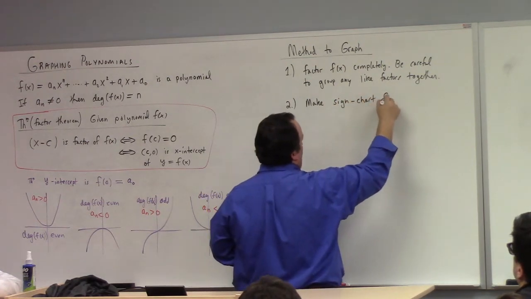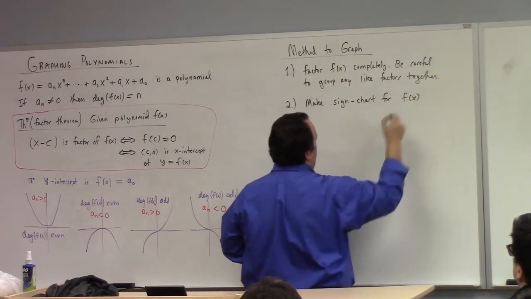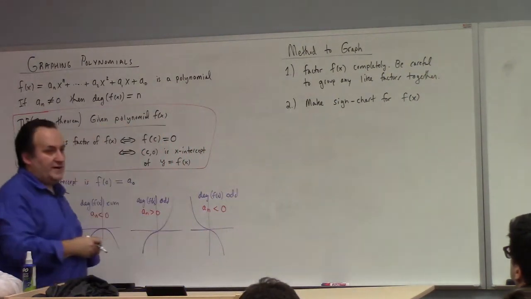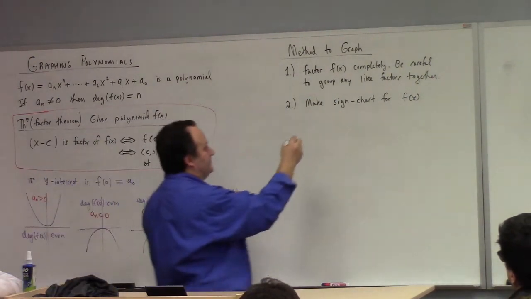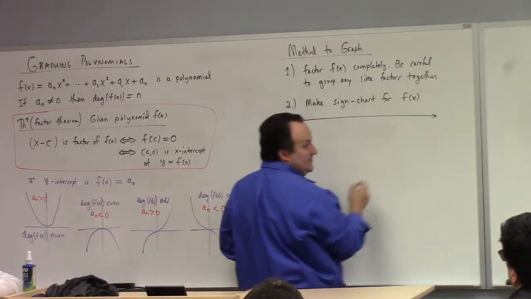What do you mean, be careful to group any like factors together? Oh, we'll see that in examples. So make a sign chart for f of x. I'll come back to your question, but it'll be a bit.